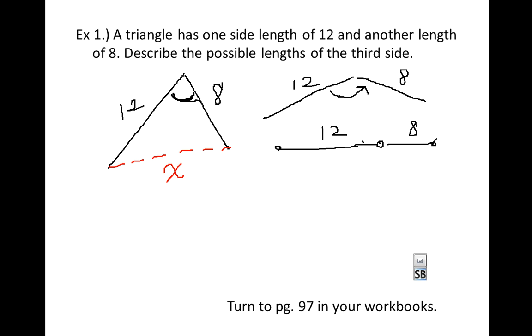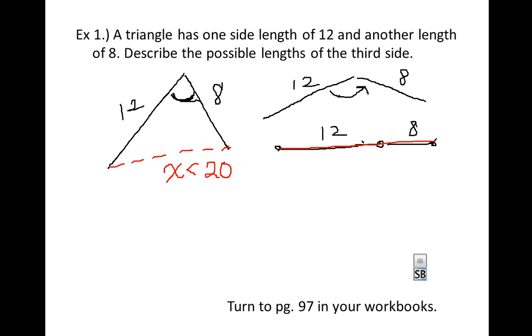So do you see how this third side right here has to end up being less than 20? It can't equal 20, because if it were 20, it would end up being a straight line. And clearly it can't be greater than 20, because then a triangle can't be formed at all. So the third side has to be less than 20. But we're actually not done.